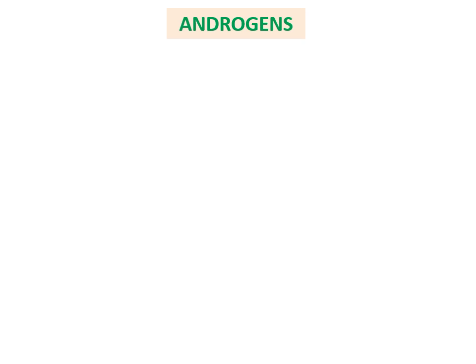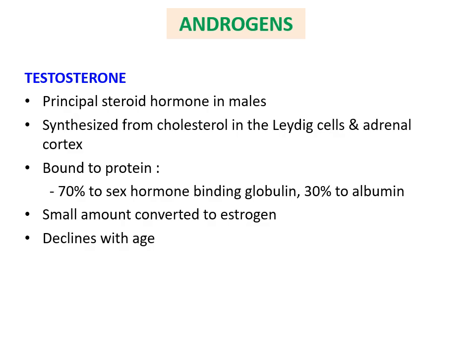Now let's have a look at the androgens in males. The testosterone, which is the principal steroid hormone in males, is synthesized from cholesterol in the Leydig cells, as well as a small amount in the adrenal cortex. Majority of the testosterone is bound to sex hormone binding globulin, about 30% to albumin. There is a small amount of testosterone which is converted to estrogen by aromatase.